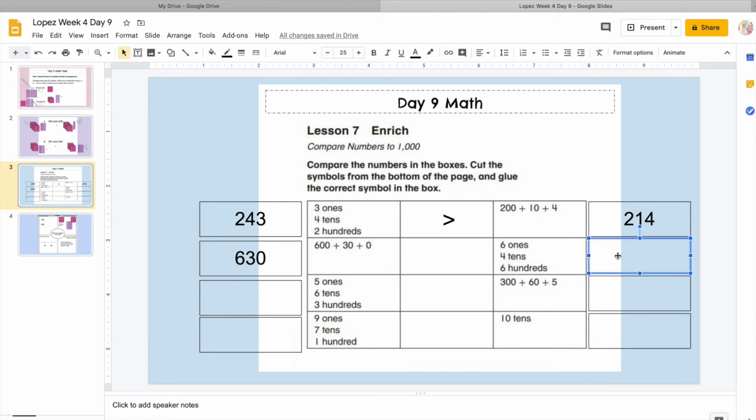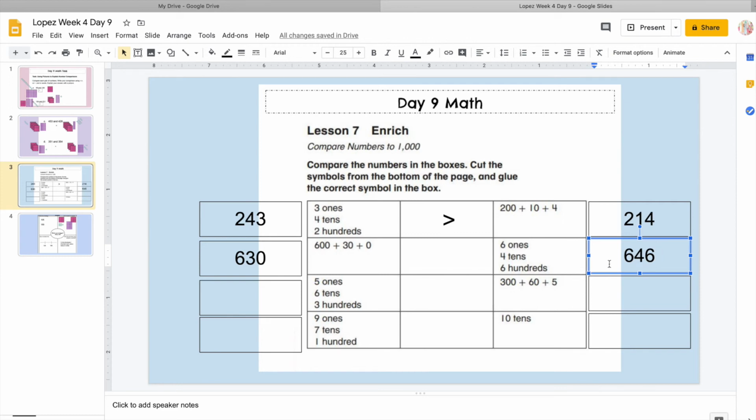Okay, moving over, now we have them in word form. We have 6 tens, 6 ones, 4 tens, and 6 hundreds. Remember, we need to go in order of place value. So we have 6 hundreds, which is going to give us a 6 in the hundreds column. We have 4 tens, which is going to give us a 4 in the tens column. And we have 6 ones. So we are comparing 630 to 646.